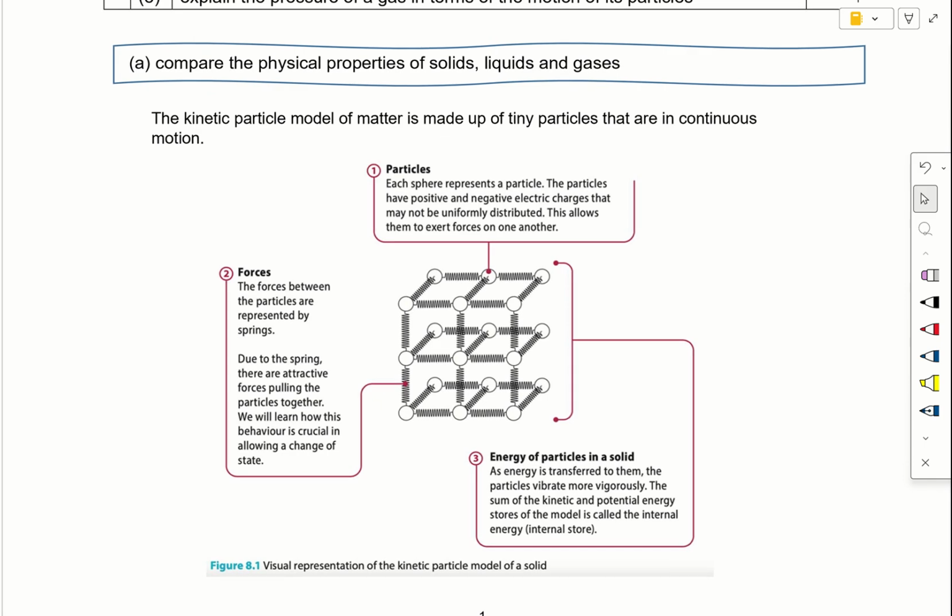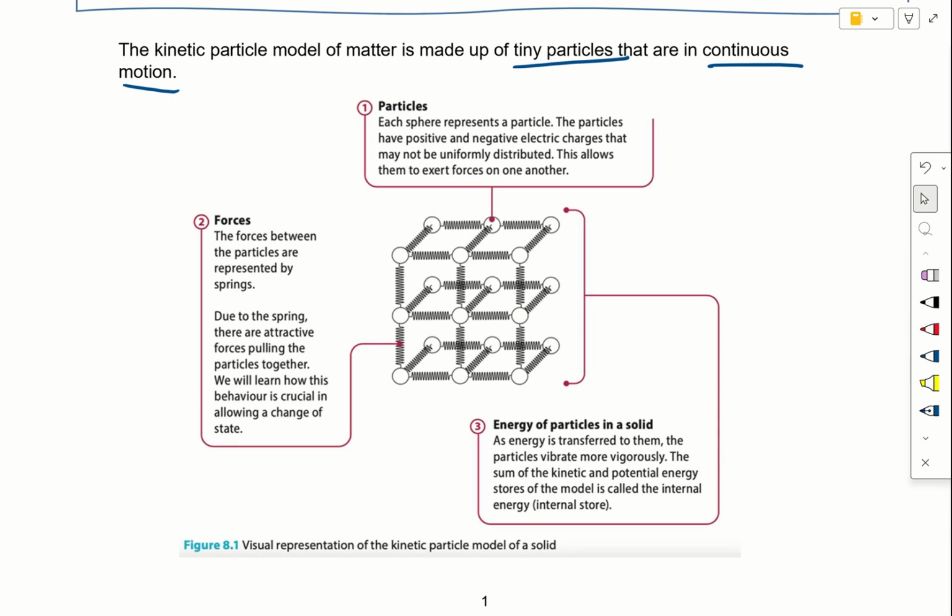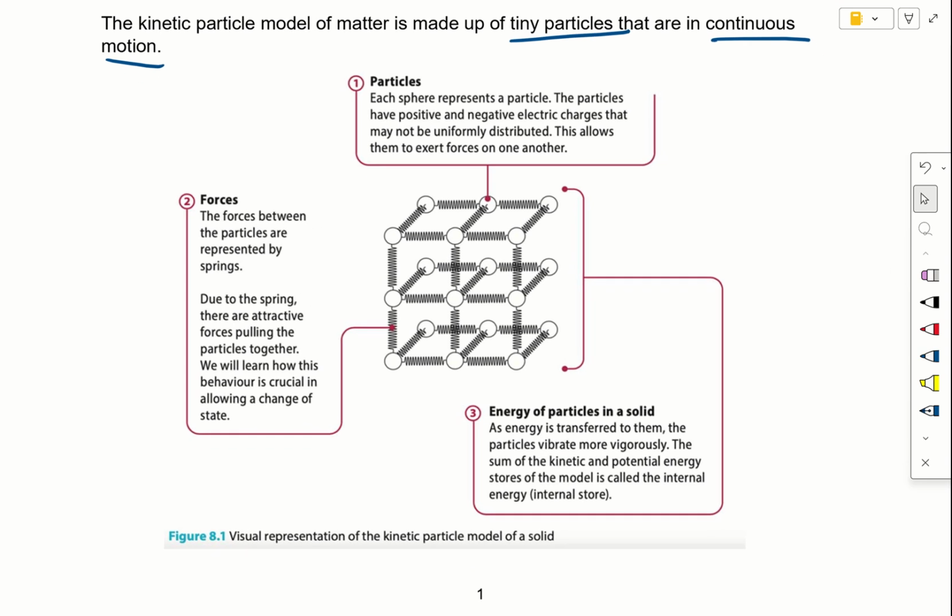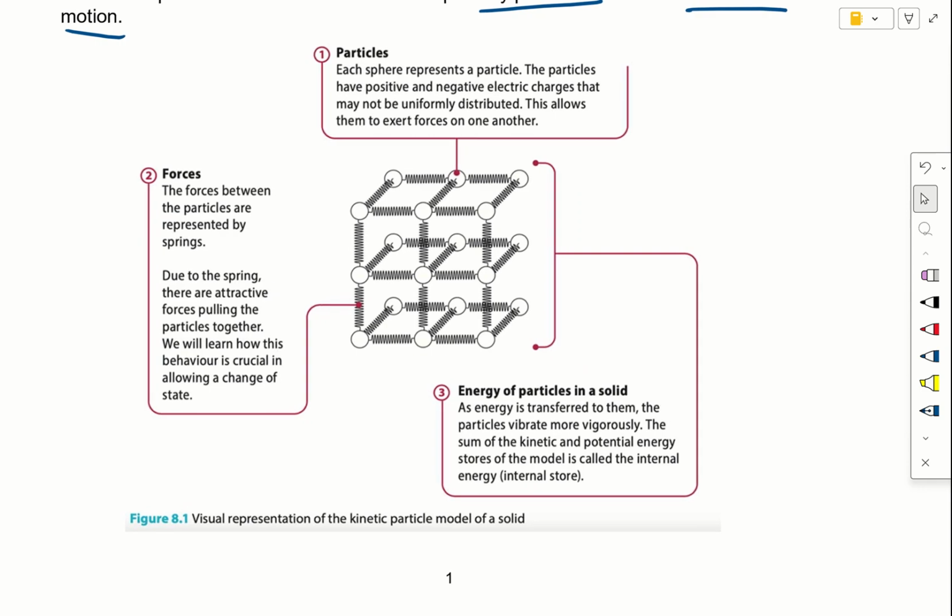So the kinetic particle model of metal states that metal is actually made up of tiny particles that are in continuous motion. That means they are continuously moving. So firstly, we look at the particle. Now, each sphere or each circle here represents a particle. The particles have positive and negative electric charges that may not be uniformly distributed, so this allows them to exert forces on one another. I think you have learned something like this in your chemistry as well.